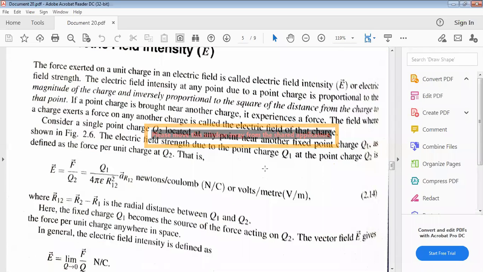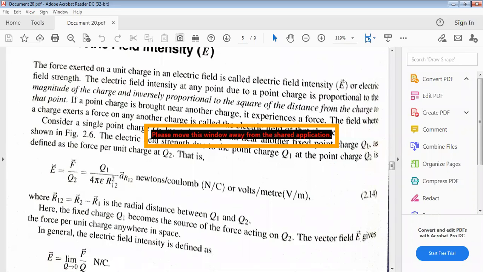Consider a single point charge Q2 located at any point near the other fixed point charge Q1. As shown in the figure, the electric field strength due to the point charge Q1 at the point charge Q2 is defined as the force per unit charge Q2. In general, F equals Q1 Q2 by 4 pi epsilon naught R square. That is the known formula, right?